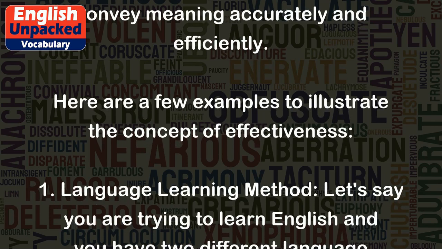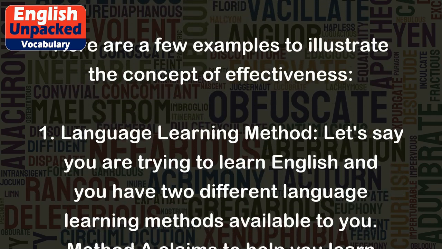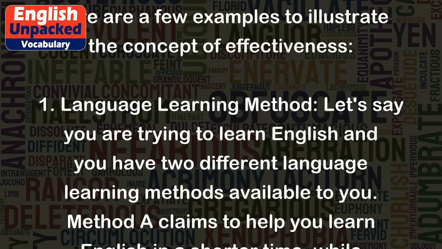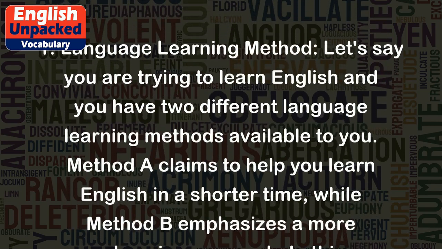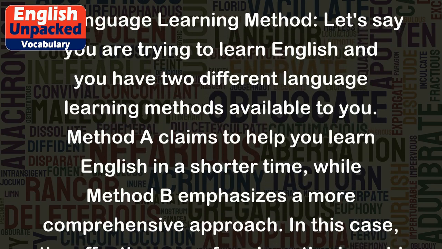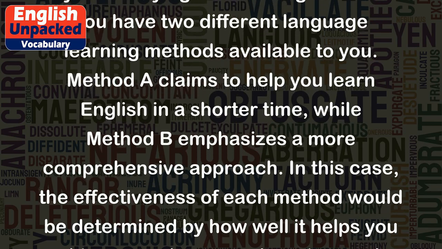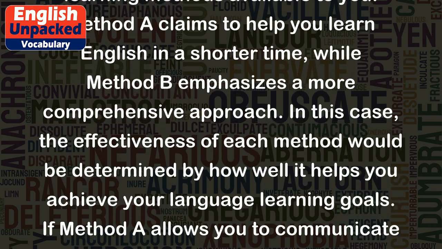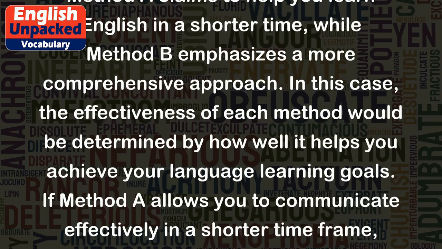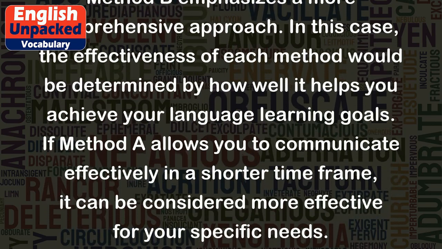1. Language learning method. Let's say you are trying to learn English and you have two different language learning methods available to you. Method A claims to help you learn English in a shorter time, while Method B emphasizes a more comprehensive approach. In this case, the effectiveness of each method would be determined by how well it helps you achieve your language learning goals.